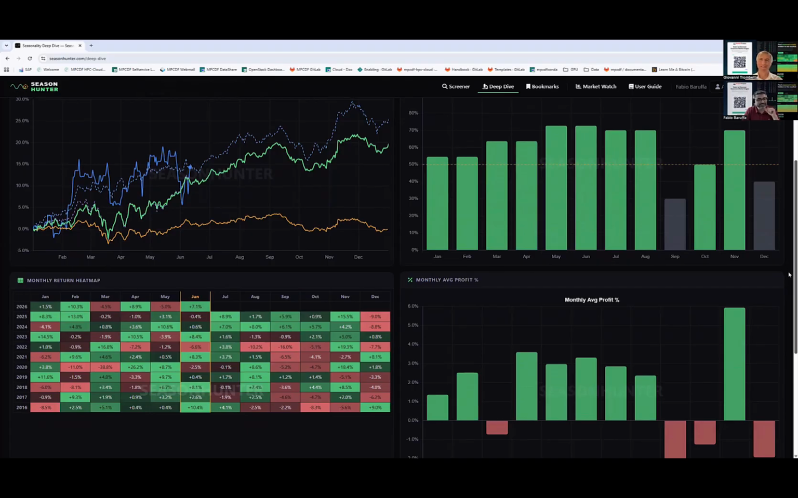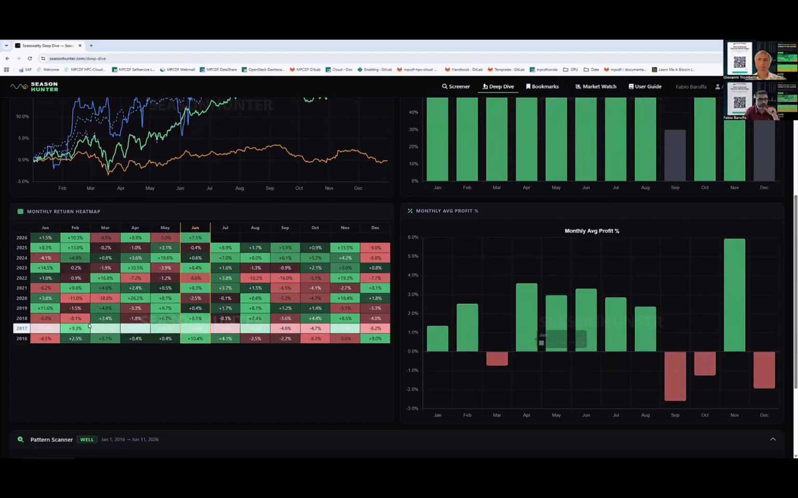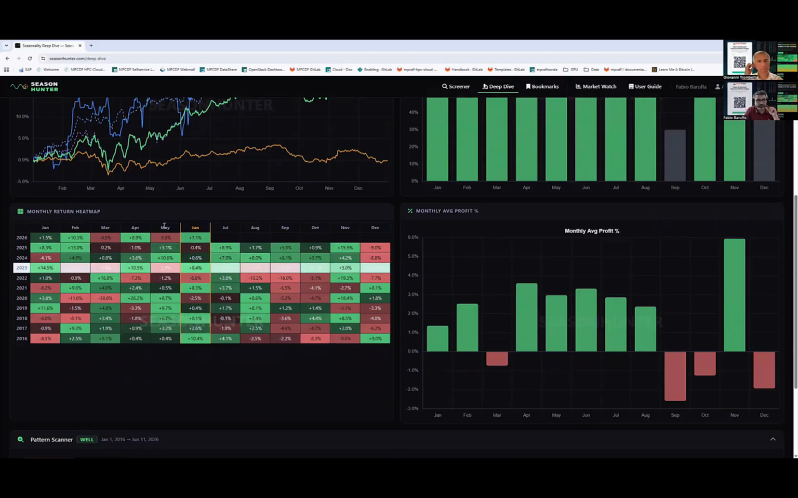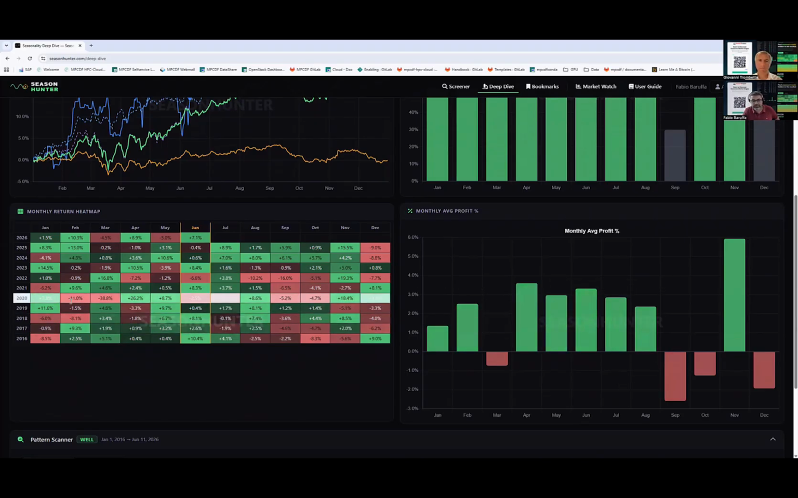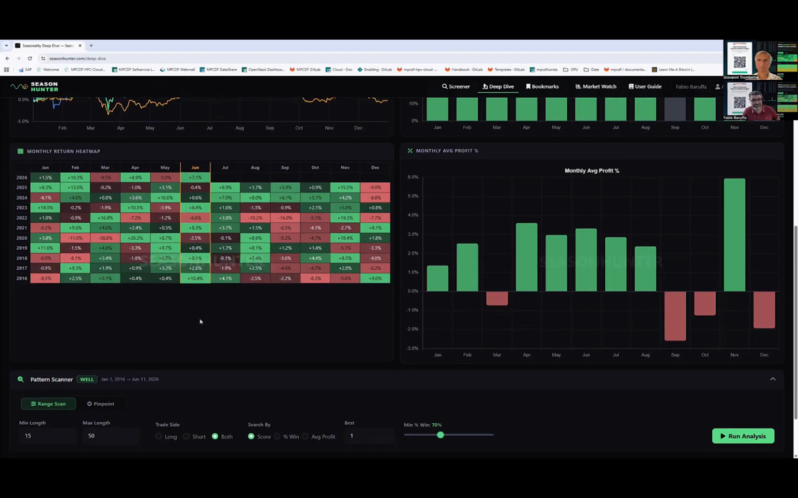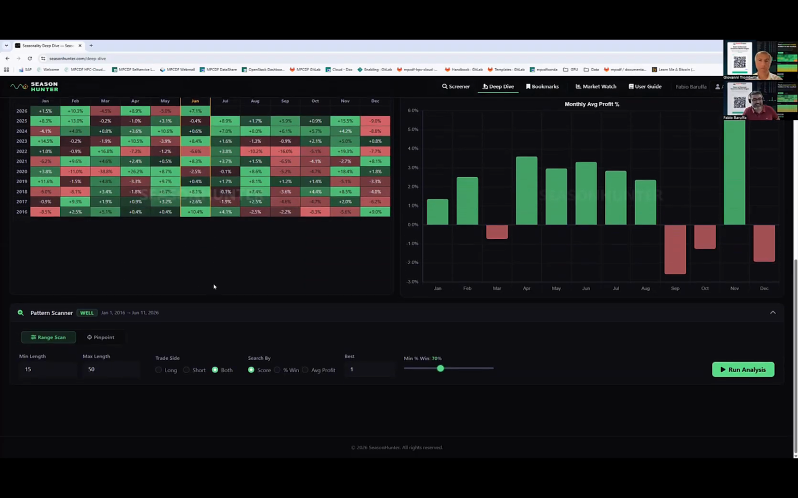And this is confirmed also by the monthly heat map. You see year by year what happened. We see June, July have been quite profitable, around 2-3%. That's fine. But we were not happy about this, right, Giovanni? We wanted to go further. And we wanted to analyze this ticker on this time frame.